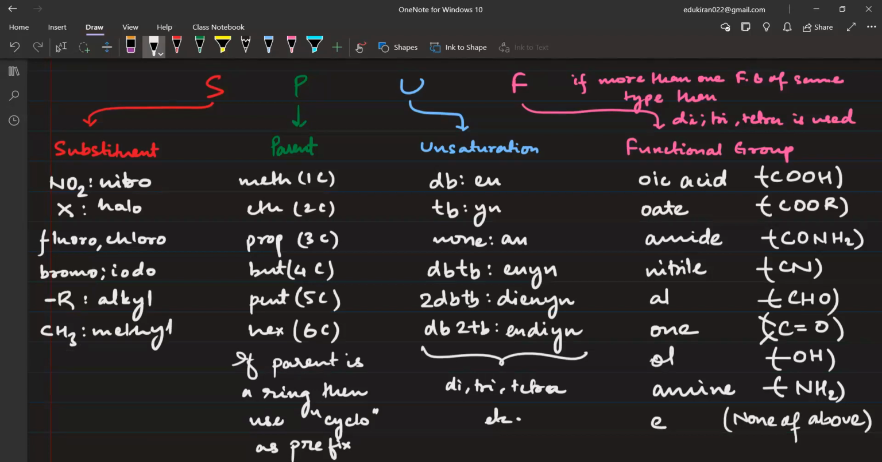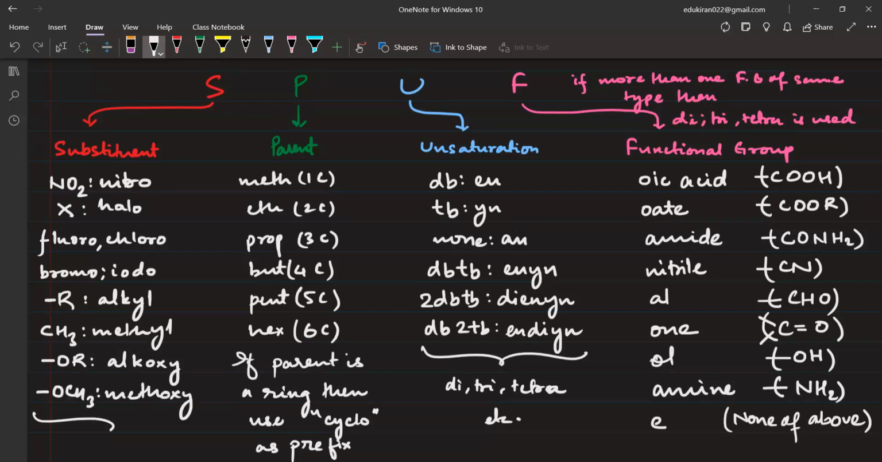Okay. Now similarly, you have OR. OR is alkoxy. Here also alk represents the number of carbon atoms in the R group. Oxy is oxy. Now, for example, if you have OCH3, then this will be 1 carbon, so meth, oxy.